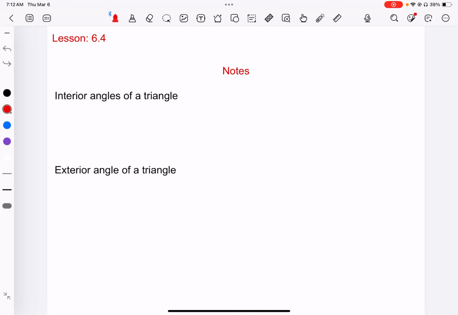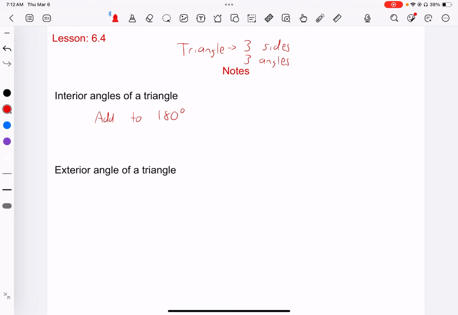This lesson is going to be on solving for missing angle measures in a triangle. A triangle is a shape that has 3 sides and 3 angles. The interior angles of a triangle will always add to 180 degrees, no matter what the triangle looks like, no matter what type of triangle it is.